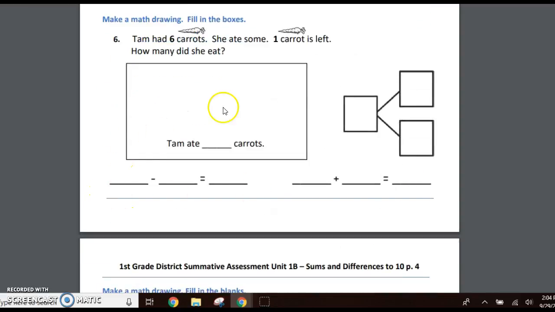Number 6, make a math drawing. Fill in all the blanks and the boxes. Don't forget to fill in this blank. Here is the problem. Tam had 6 carrots. She ate some. 1 carrot is left. How many did she eat?